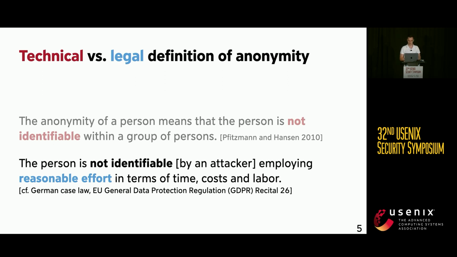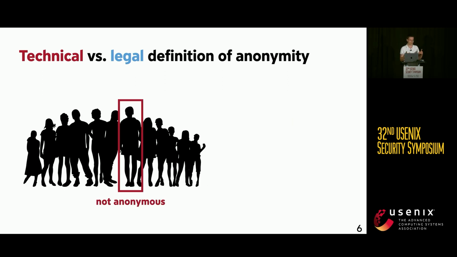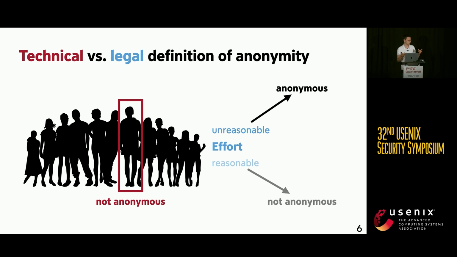What does this mean now? If we look at a person that is not anonymous from a technical perspective, we need to look at the effort to see if the legal and the technical definition match. If the effort was reasonable, then they match. However, if the effort was unreasonable, the person might be deemed anonymous in a legal sense. And I will come back to that difference because it's underlying our experiment.